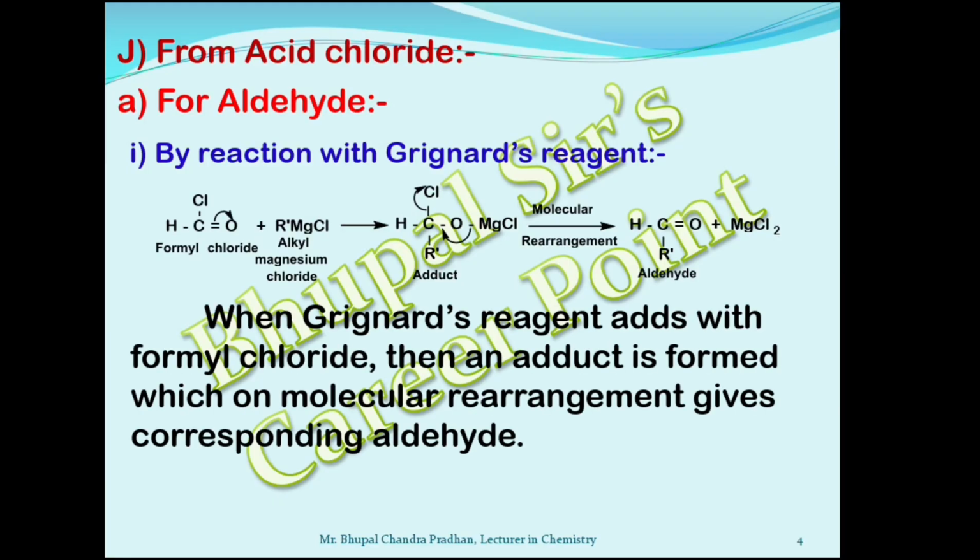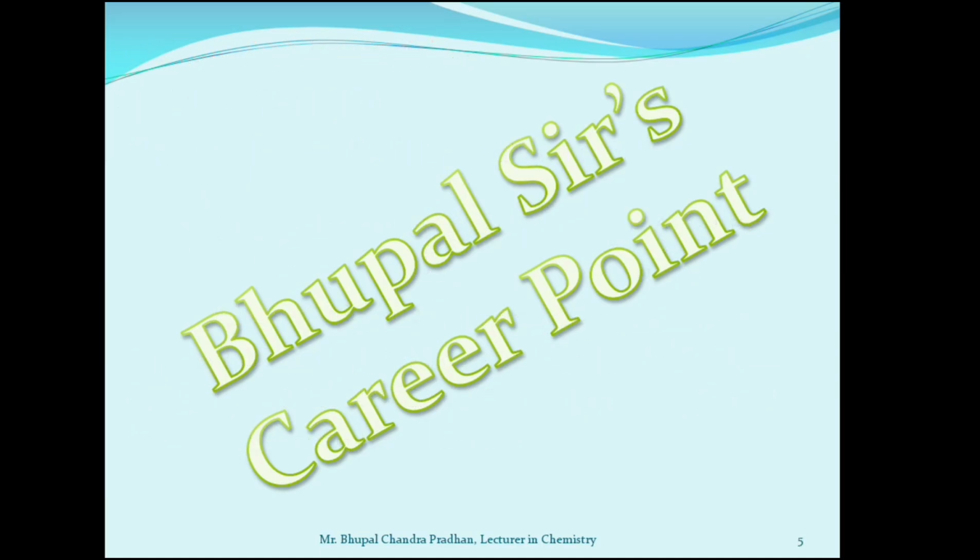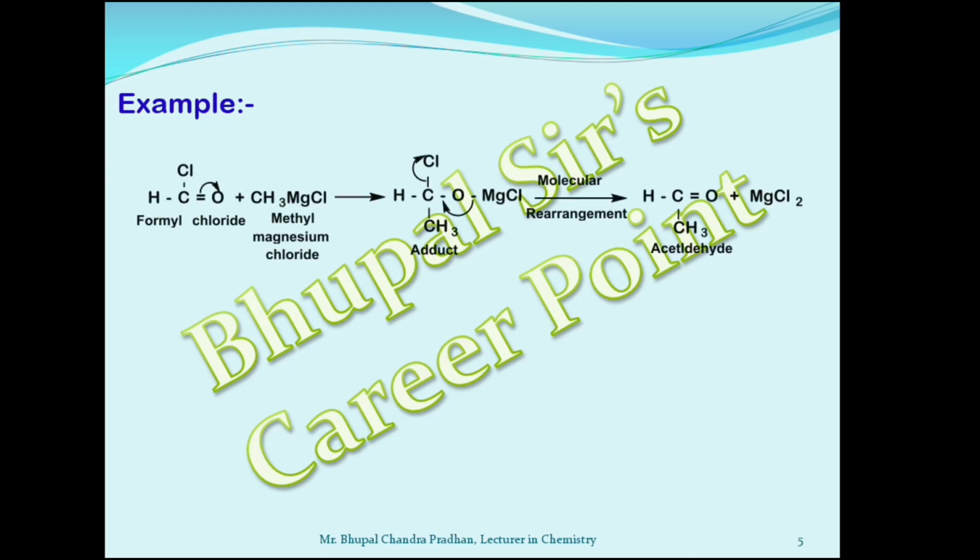In the statement we have to write down: when Grignard reagent adds with formyl chloride, then an adduct is formed, which on molecular rearrangement gives corresponding aldehyde. Now let us come to an example. Let us take CH3 in place of R.